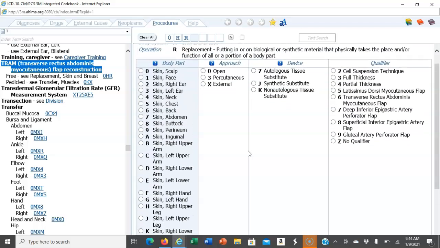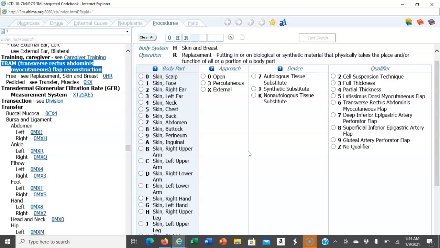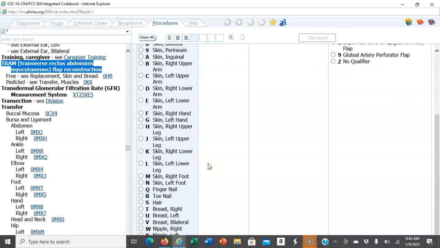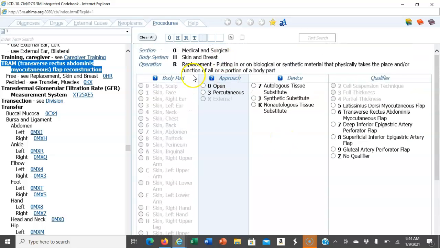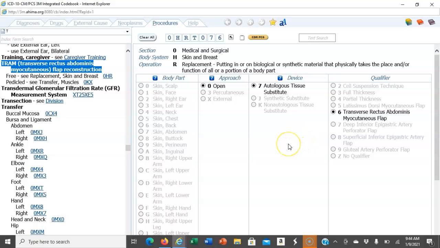And then you choose the appropriate body part. In this particular example, it is the right breast. And so we are going to choose breast right. It is an open procedure, and we are using an autologous tissue substitute. It's from the patient, and this is a TRAM, transverse rectus abdominis myocutaneous flap, and so that is how we find that code.